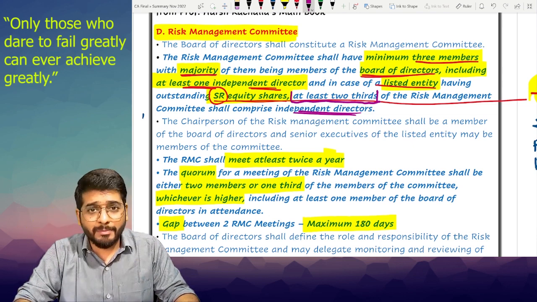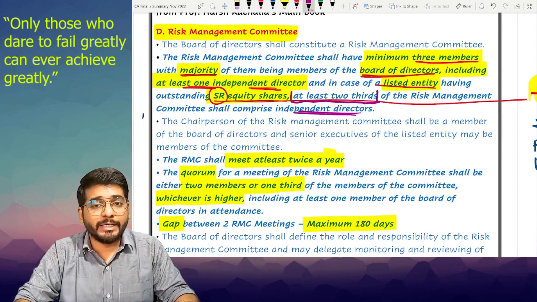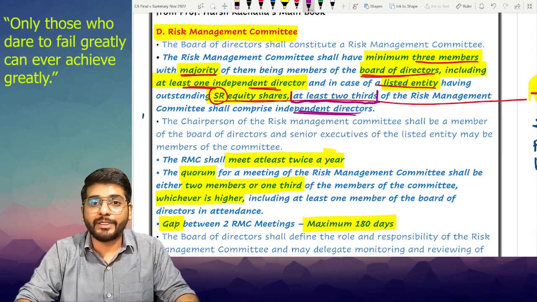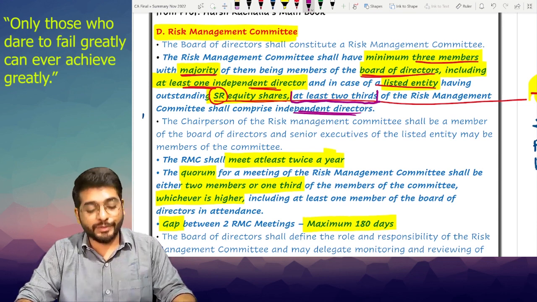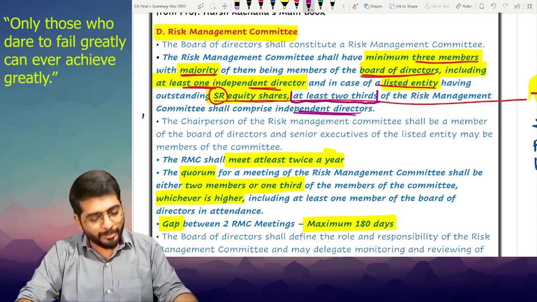So the decisions may be biased also, because if these people are from the internal management or connected to the internal management, definitely the decisions can be biased, and that is why they say minimum 2/3 should be independent directors in such cases. Then there is a normal point.